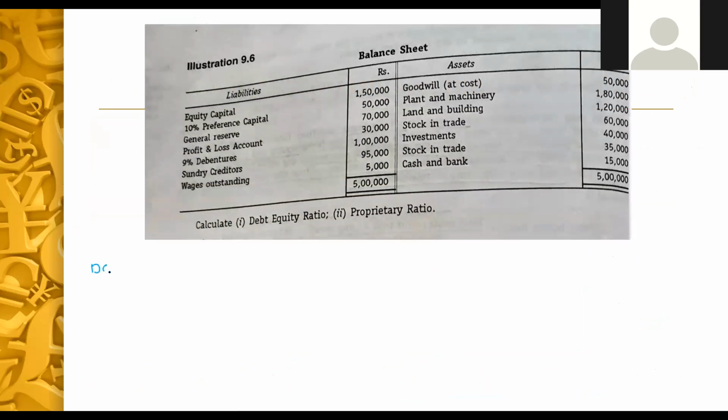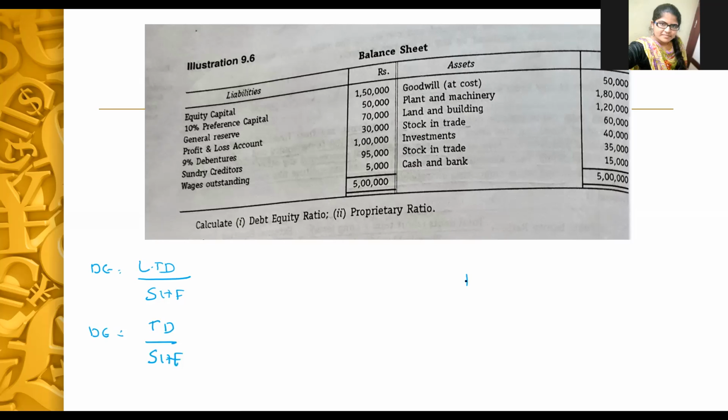First of all, debt equity ratio you need to find out in two methods. What are they? Long-term debts divided by shareholders fund, and next, total debts divided by shareholders fund. Then proprietary ratio. What is the formula? Shareholders fund divided by total assets. So as this is the first problem, let me help you in identifying the long-term debts, total debts, and shareholders fund.